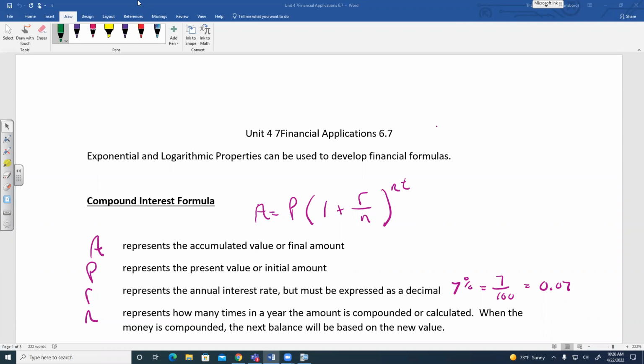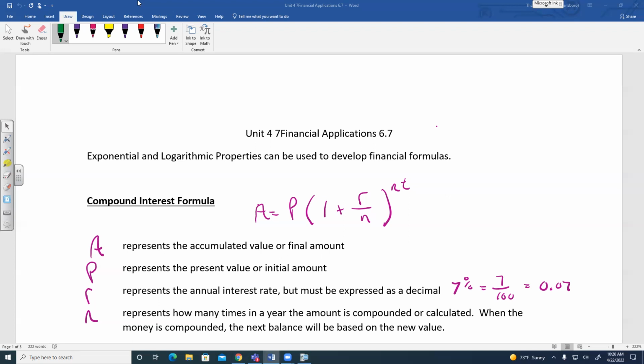So we have this formula, A equals P times the quantity 1 plus R over N, raised to the NT. So what this formula actually calculates, A represents the accumulated value, or what we refer to as the final amount. P is going to represent the present value or initial amount. Sometimes it's referred to as the principal.